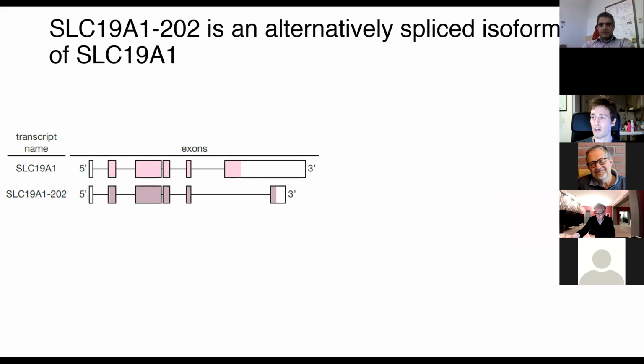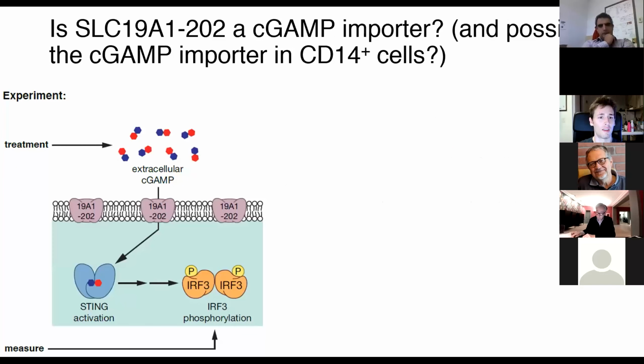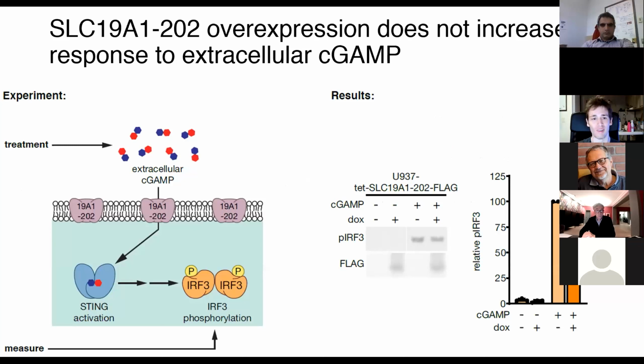So one thing that I thought was interesting was that there are actually multiple splice isoforms of SLC19A1. And one splice isoform, SLC19A1-202, which is different in its last exon, is known to not be able to import methotrexate. So I was wondering if perhaps, if both isoforms are inhibited by SSZ, but only SLC19A1-202 is not inhibited by methotrexate, perhaps SLC19A1-202, this alternative splice isoform, is the importer in CD14 monocytes. So to test this, I decided to overexpress this isoform in U937 cells and see if it affects extracellular cGAMP signaling. And to my disappointment, this isoform actually had no effect on extracellular cGAMP signaling when it was overexpressed, indicating that it's not a cGAMP importer.